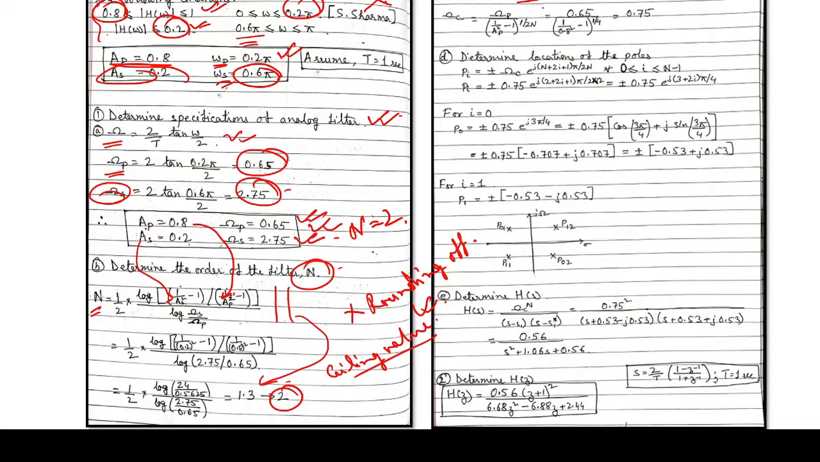Then we have to find omega C, which is the cutoff frequency, because we also need the cutoff frequency. So omega C is given by omega P divided by (1 by AP square minus 1) to the power 1 by 2N, and we get 0.75, and the rest of the numerical remains the same because we have got all the things we will be needing. We have the omega C. Now we already have the N from here, so we just have to vary the i values and we'll be getting the result.